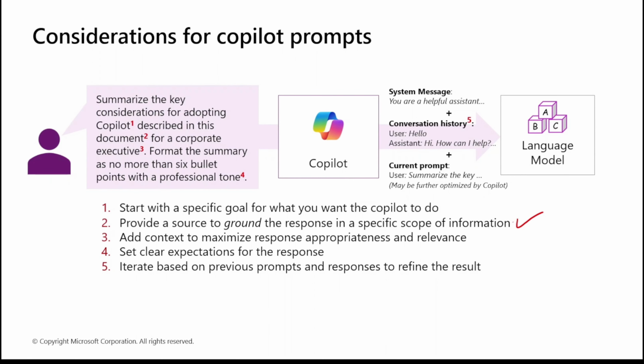And then step five, you want to be able to iterate based on the past response to refine the output. In most cases, Copilot does not just send your prompt as it is into the language model. Usually your prompt is augmented with a system message that sets conditions and constraints for the language model behavior. It also includes the conversation history for the current session, including past prompts and responses, which enables you to refine the response iteratively while maintaining the context of the conversation. And the current prompt is potentially optimized by Copilot to reword it appropriately for the model or to add additional grounding data to scope the responses.